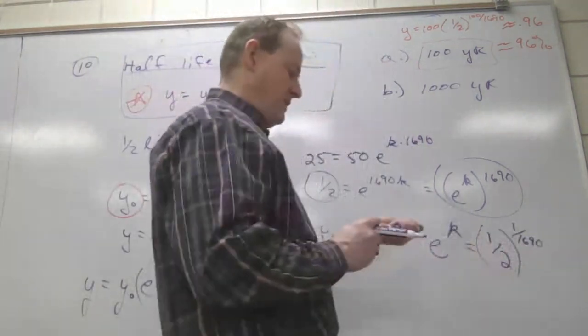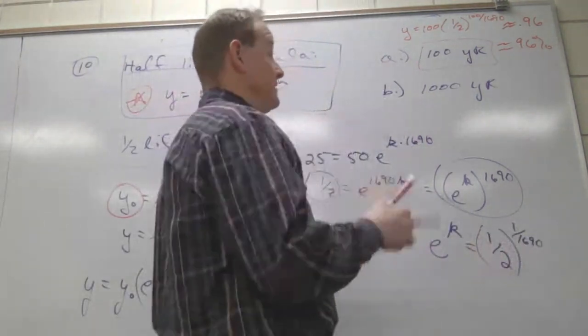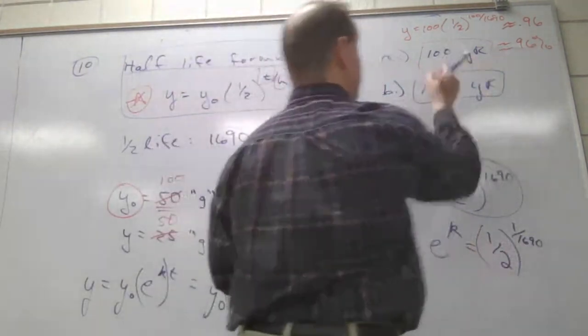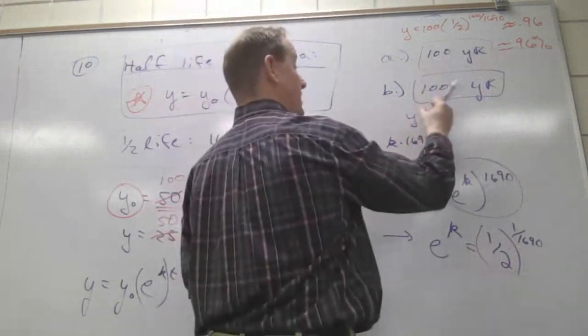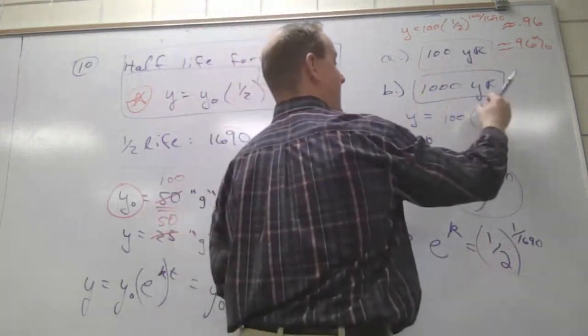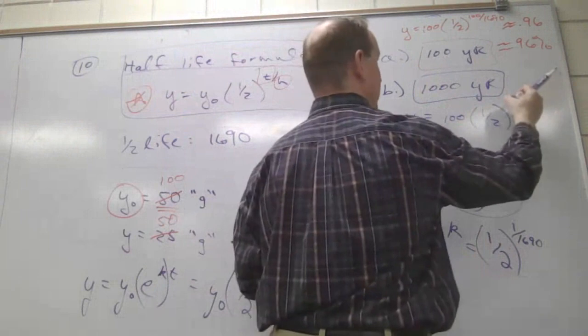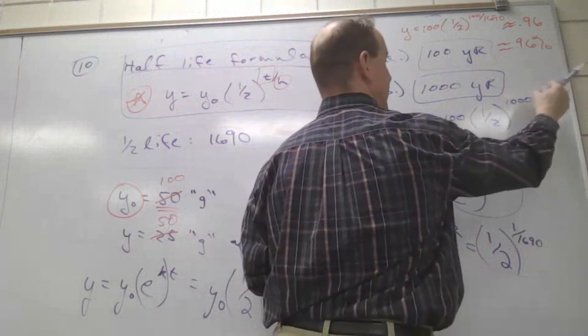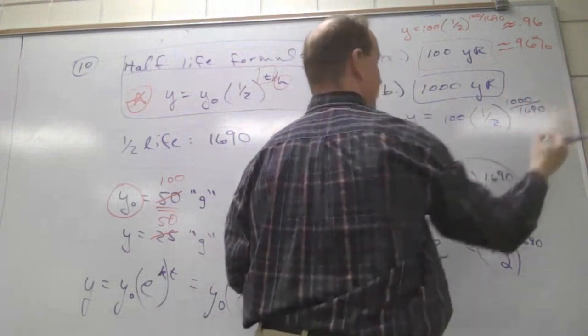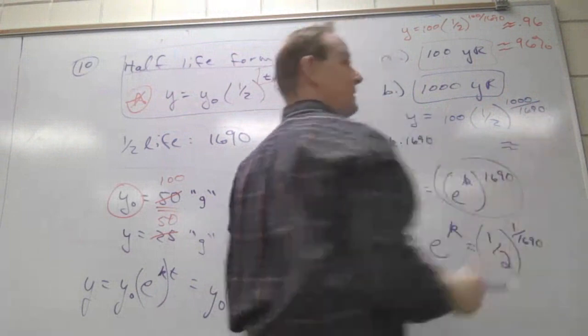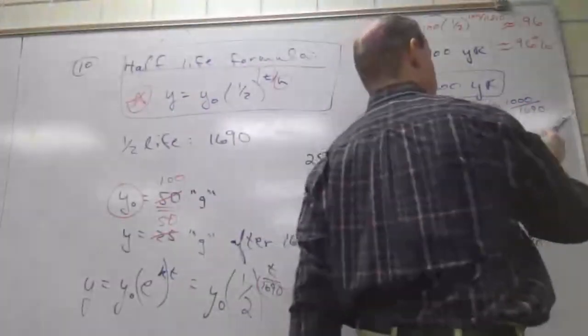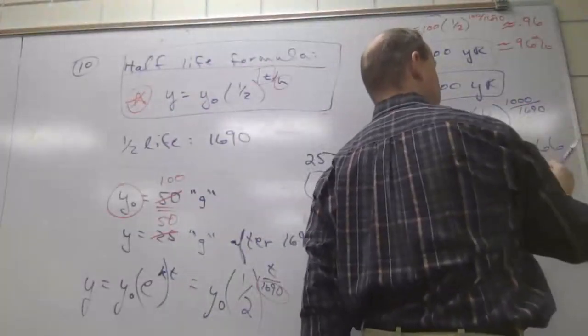So how does the second equation work out for us then? So if it's 1,000 years, we plug that in for t. And so you'd have y equals 100 times 1/2 to the 1,000 divided by 1690. It's easy once you have the formula, right? And what'd you get for that? 66%. Okay, it's about 0.66 or 66%.